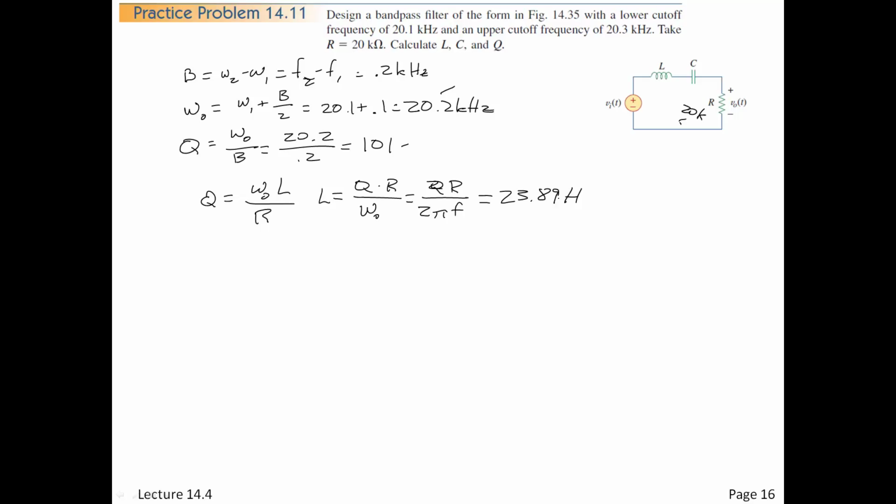So if we plug all these in, we do get 23.89 henries. All right, so now we have everything but C, and certainly we know in bandpass that omega 0 squared is equal to 1 over LC, if we undo all that. So all we have to do is solve for C, which is 1 over omega 0 squared L. We know all of these numbers now, and if we do that grind, we get 2.6 picofarad. Okay. So next we're going to move on to active filters.